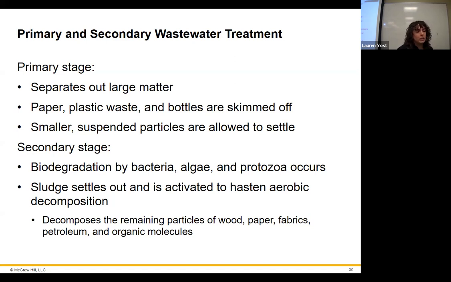So primary stage, we're separating out the large matter. I probably don't have to explain what that really means, right? Physical things like plastic and stuff, but then other things that aren't plastic. Next, we have the secondary stage. We're going to degrade everything else that didn't get removed in the primary stage, right? Some of this will be sludge, okay?